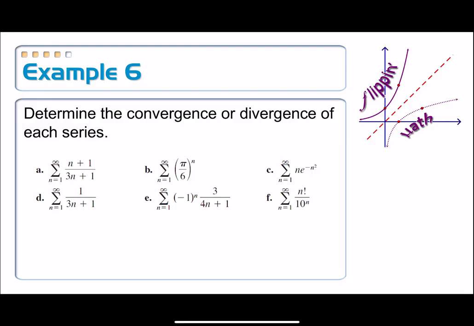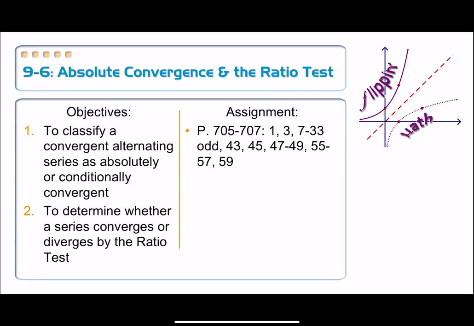All right, and so that's going to finish off this lesson on absolute convergence and ratio test, where we are able to determine whether or not a convergent series absolutely or conditionally converges, and then learn this new powerful test, very, very satisfying test called the ratio test, to see if a series converges or diverges.